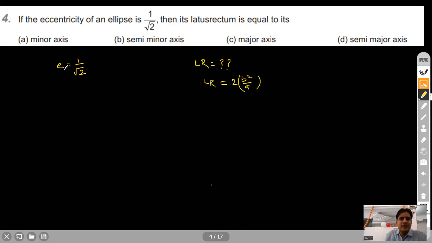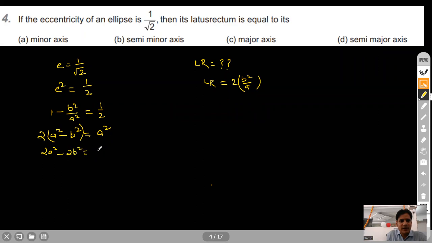And eccentricity, what we can write, or you can square it: e square is equal to 1 by 2. And e square we can write as 1 minus b square upon a square is equal to 1 by 2. So from here, we get a square minus b square is equal to a square, and this whole thing will be multiplied by 2, right? So 2a square minus 2b square is equal to a square. Or we can say a square is equal to 2 times b square. This is the relation that we got.